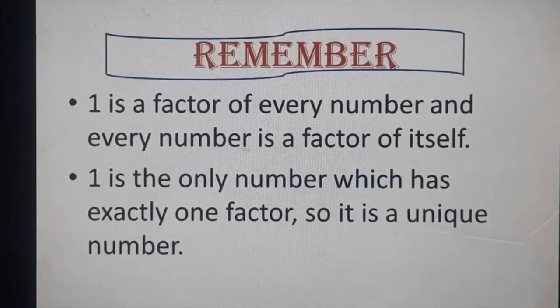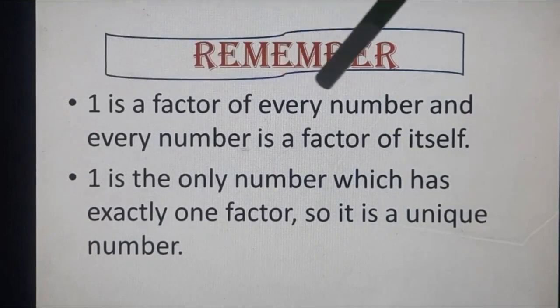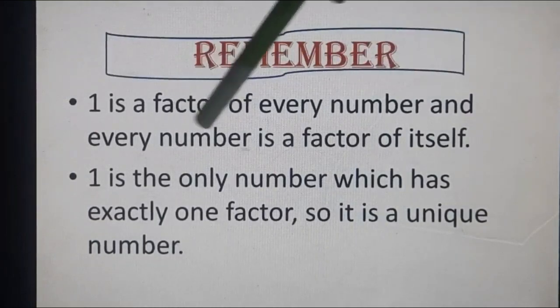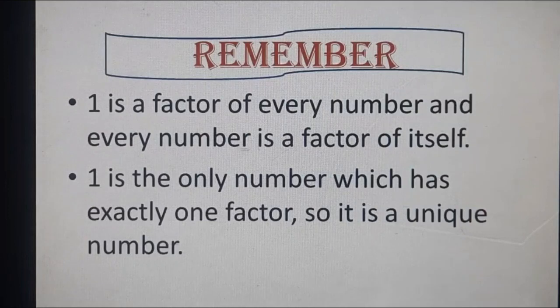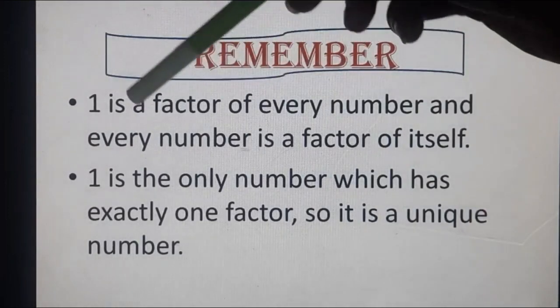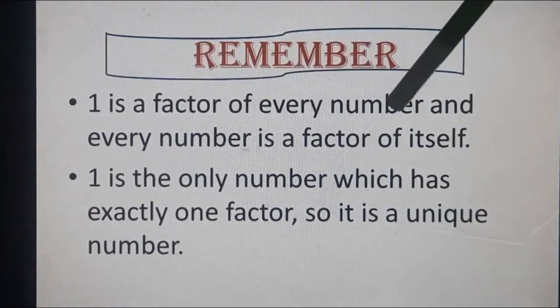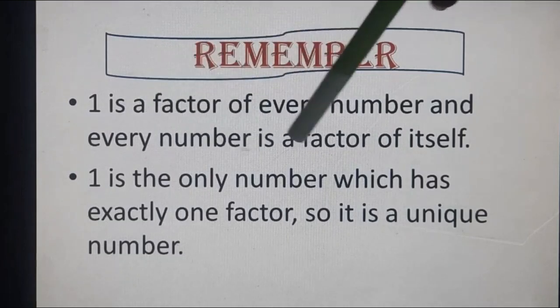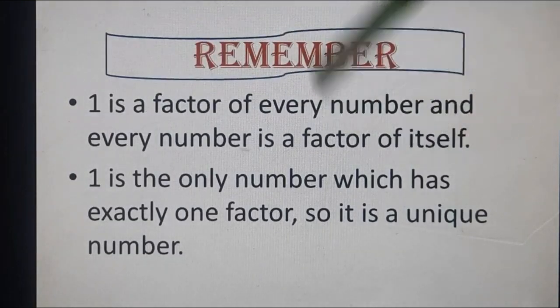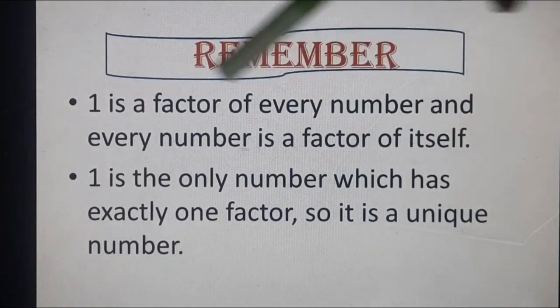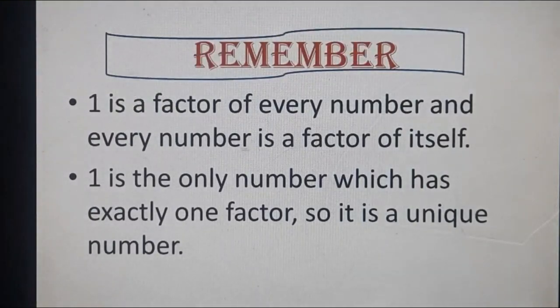Remember these things. 1 is a factor of every number and every number is a factor of itself. 1 हर नंबर का फैक्टर है and every number is a factor of itself. और हर नंबर अपना भी फैक्टर होता है. Means if we are starting the factors of 45, then our first pair of factors is 1 into 45. 1 is a factor, 45 is a factor.